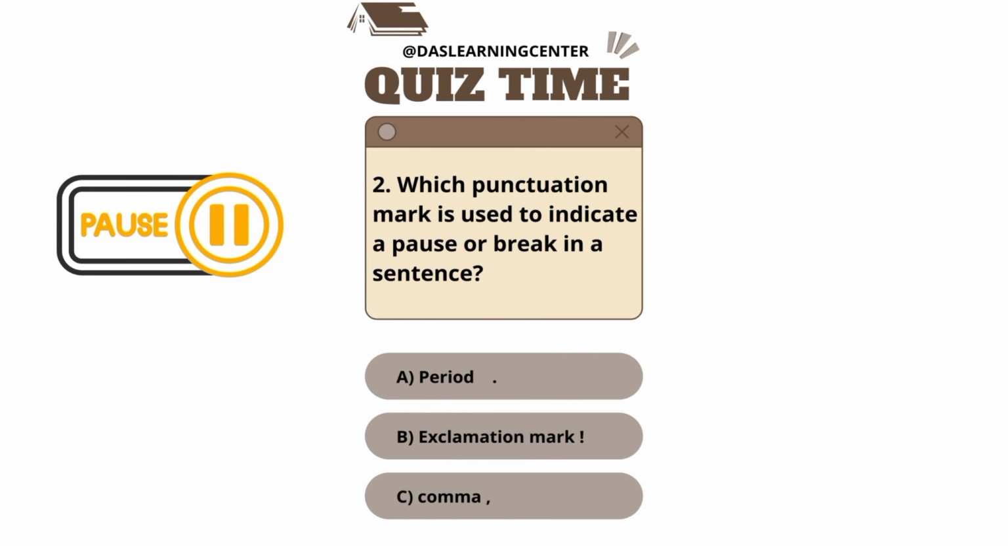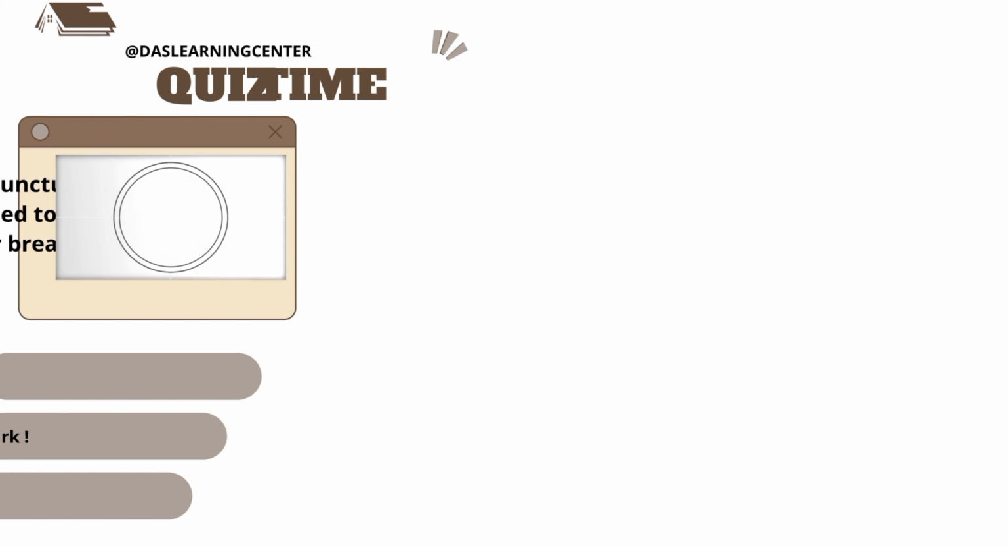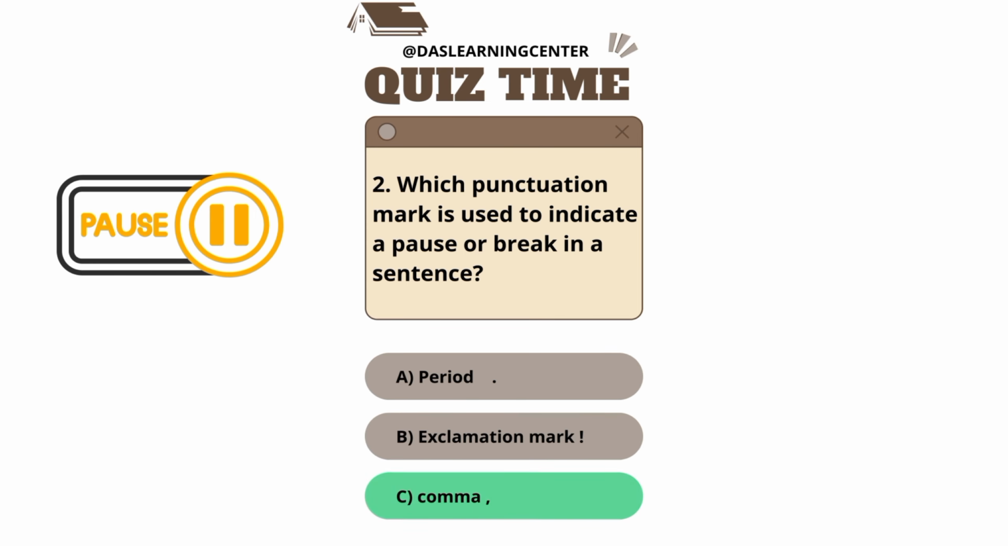Which punctuation mark is used to indicate a pause or break in a sentence? A. Period. B. Exclamation mark. C. Comma. C. Comma.